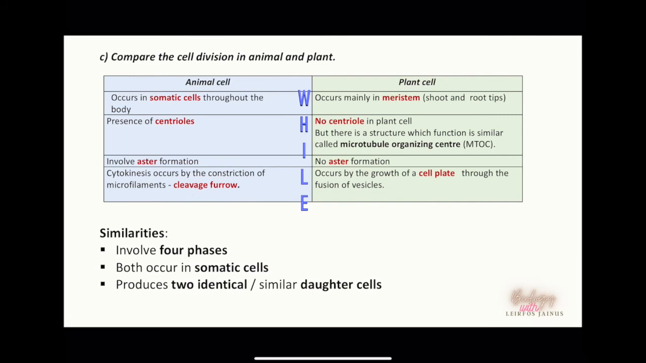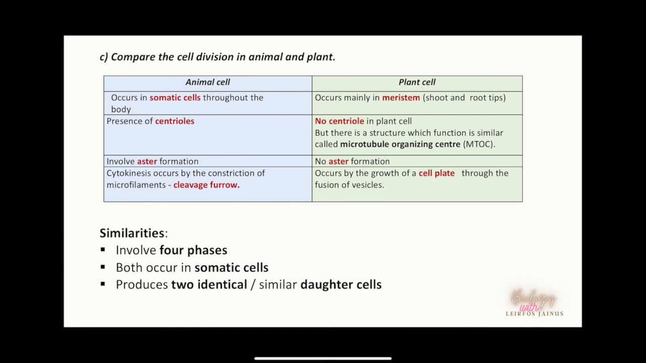In animal cells, cell division involves the presence of centrioles, while in plant cells, there are no centrioles. Instead, the plant has a structure with similar function called the microtubule organizing center. In animal cells, it involves aster formation, but in plant cells, no aster formation. In animal cells, cytokinesis occurs by the constriction of the microfilaments called the cleavage furrow, while in plant cells, it occurs by the growth of the cell plate through the fusion of vesicles derived from the Golgi apparatus.